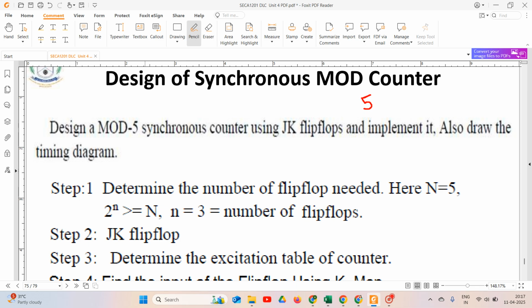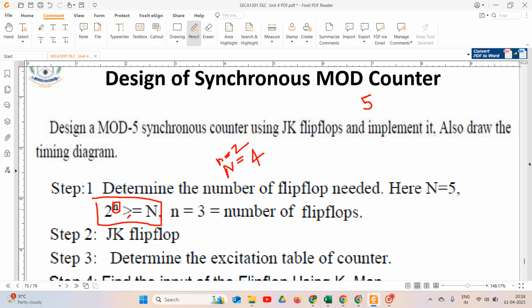Okay, as we know, step 1 is we need to determine the number of flip-flops based on this equation: 2^n greater than or equal to N. Here the lowercase n represents the number of flip-flops, which means the number of bits required to represent mod 5. For example, if I use n equal to 2, we can represent capital N equal to 4.